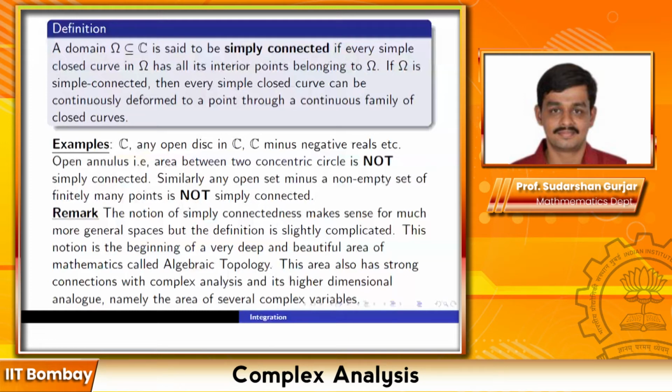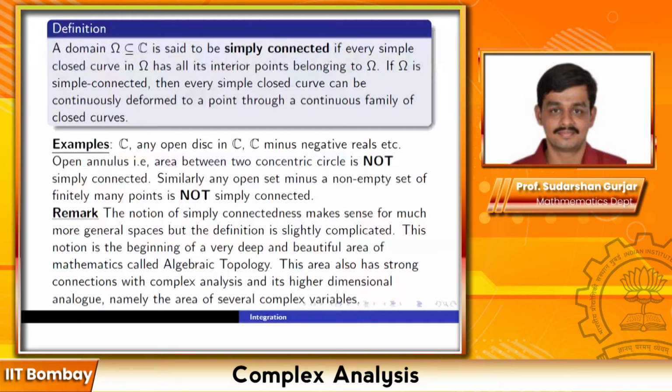So take, for example, the open disk and remove 100 points. That is not simply connected. And if you take any loop which goes around any of those finitely many points, the interior of that loop will not be contained inside omega. That's why it's not simply connected.